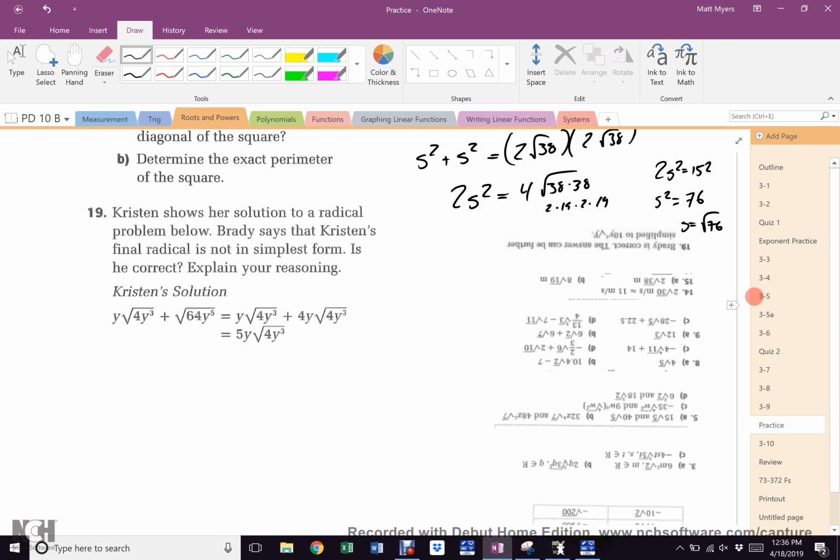Is Brady correct? Yeah. Of course he is. Why? Because 4 has a square root. Out will come a 2. Can I get a group of 2 out of there? Out will come a y. So 10 y square root. What did I leave under there? 1y.